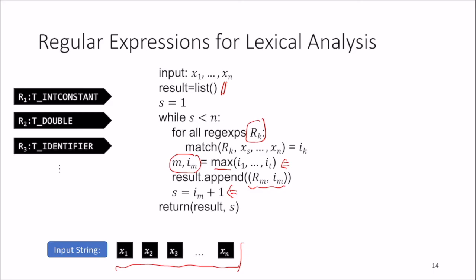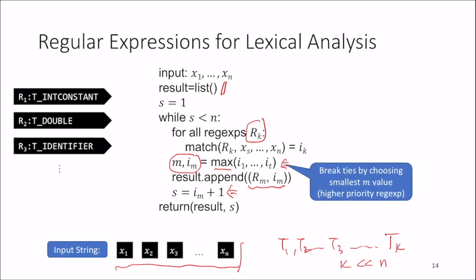So when you reach the end, the output you get is a sequence of tokens: token 1, token 2, token 3, and so on until token k. Obviously k is going to be somewhat less than n, because most tokens will be greater than length 1. Some will be length 1, but not all. In this phase where you're taking the max, you would have to insert some kind of logic in that max function that would choose the smallest m value, the higher priority regular expression, and thereby break ties among those with the same length.